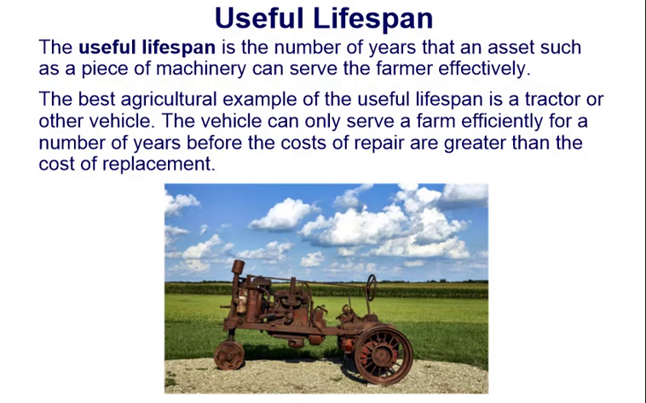Useful lifespan. The useful lifespan is the number of years that an asset such as a piece of machinery can serve the farmer effectively. The best agricultural example of the useful lifespan is a tractor or other vehicle. The vehicle can only serve a farm efficiently for a number of years before the costs of repair are greater than the costs of replacement.